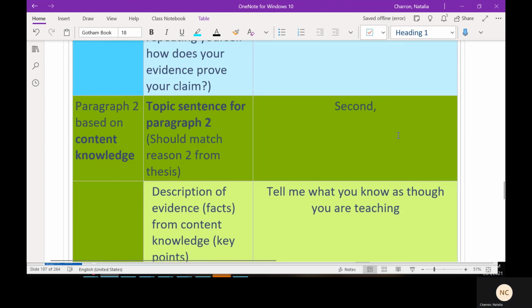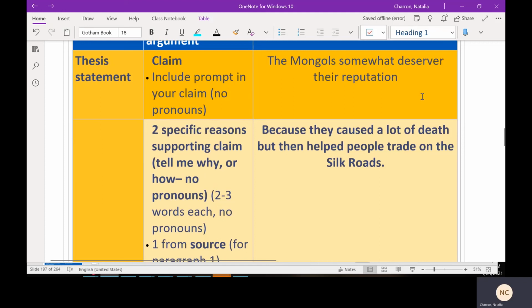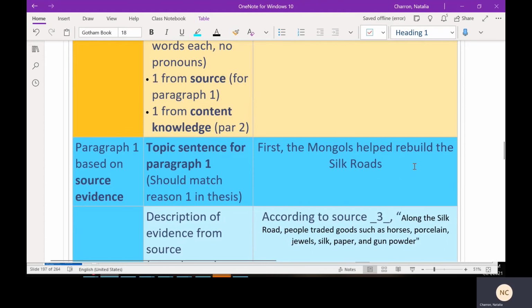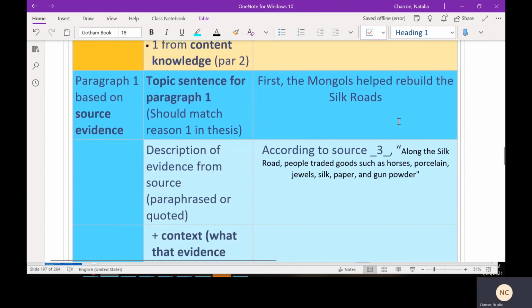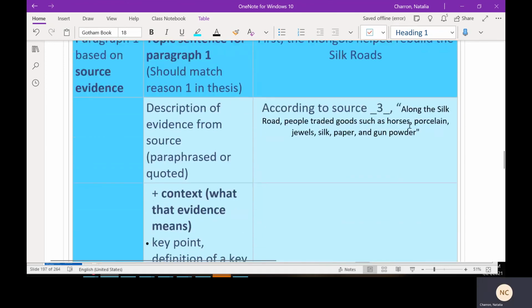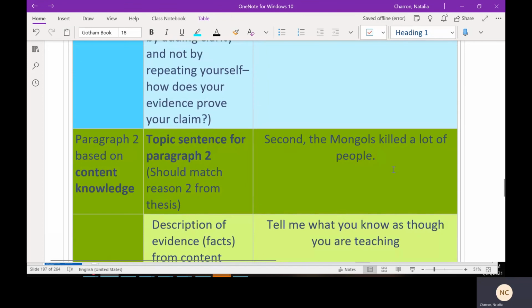Second, our next reason was about lots of death, right? The Mongols killed a lot of people. Okay, and again, I feel terrible saying this, but if you have a thesis with a reason, that's 2 points. You get a third point for writing 2 topic sentences, which we've already done, and for citing a specific source. So if you just do that, you already have 3 points, and that's a passing grade.